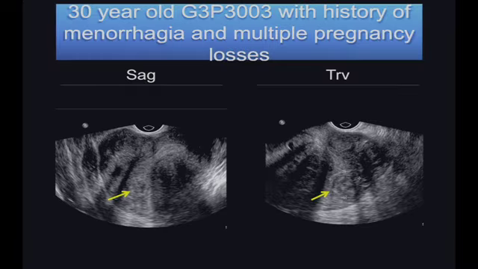So let's move on now to a 30-year-old gravida 3, para 3003, with history of menorrhagia and multiple pregnancy losses. We can see on our sagittal and transverse views that this is a fibroid uterus, has some more peripheral fibroids that are intramural, subserosal, but the one we're most concerned with is this one right here that appears to be somewhat associated with the endometrium.